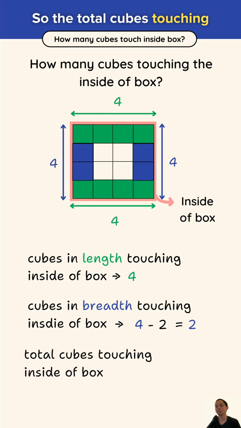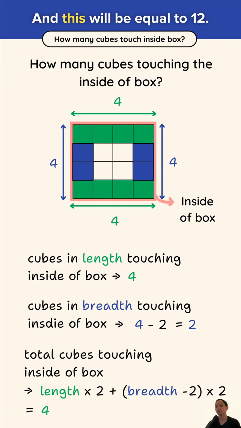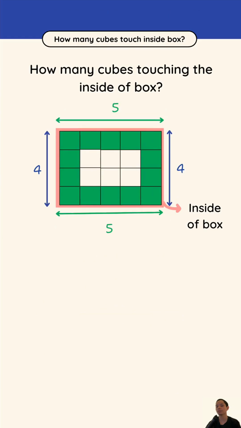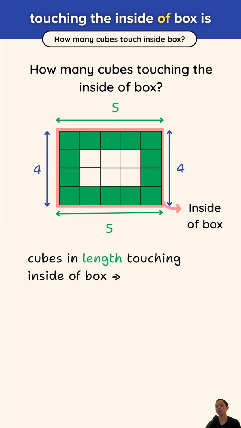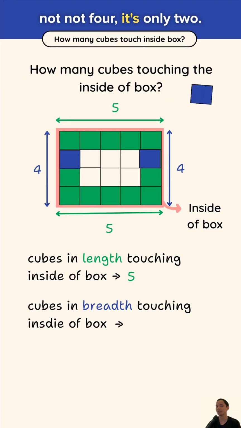So the total cubes touching inside of the box, the equation is actually length times 2, which is the green squares, and then breadth minus 2. Since the breadth is 4, we minus 2, then we multiply by both sides. And this will be equal to 12. So what if we were to change the length to 5? So the cubes of the length touching the inside of the box is 5. And then the breadth is not 4, it's only 2.